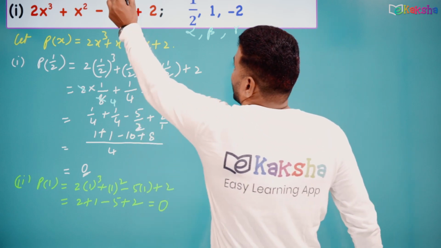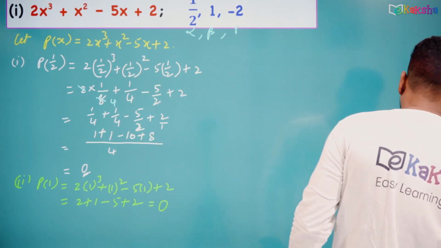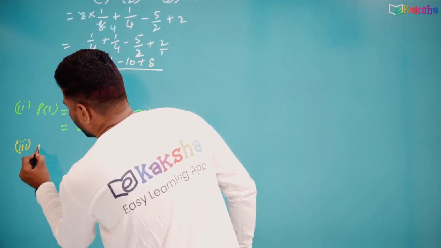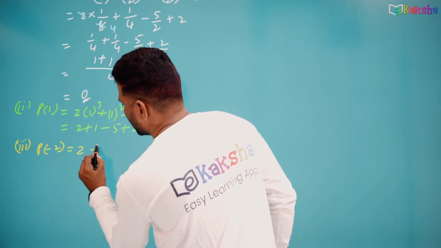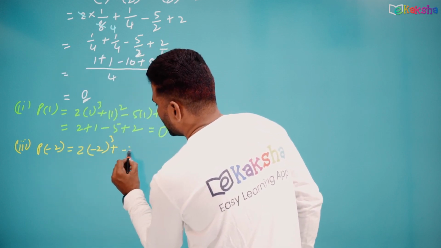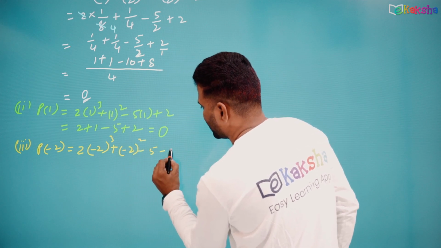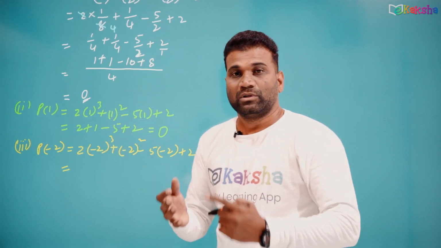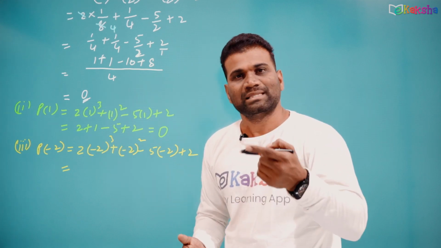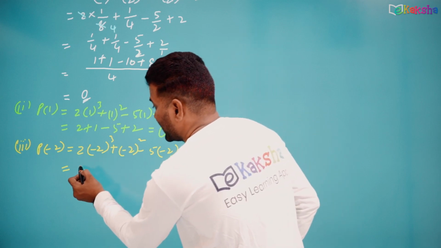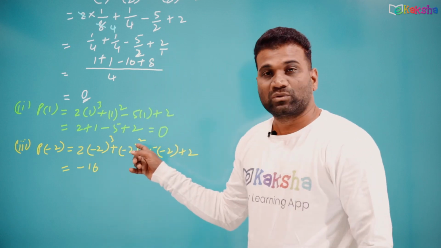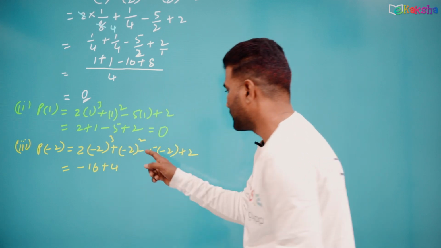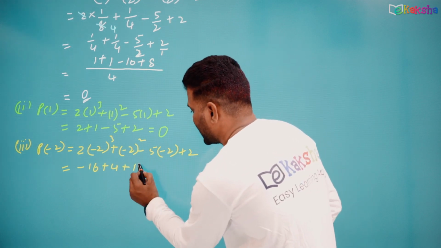Now third one, negative 2. p of negative 2 is equal to 2 times of negative 2 whole cube plus negative 2 whole square minus 5 times of negative 2 plus 2. Here negative 2 whole cube, 2 cube is 8, negative cube is negative only, so 2 times of negative 8 is negative 16. Here negative 2 square, on squaring negative becomes positive, 2 square is 4. Here negative into negative is positive, 5 times of 2 is 10, plus 2.